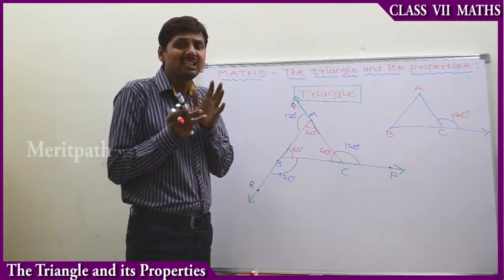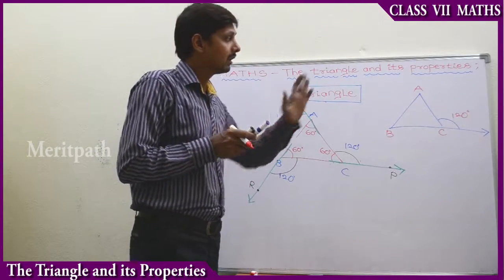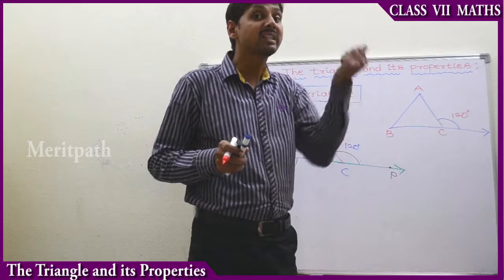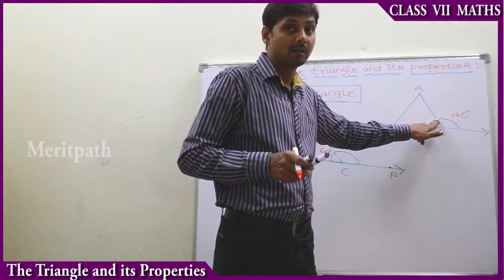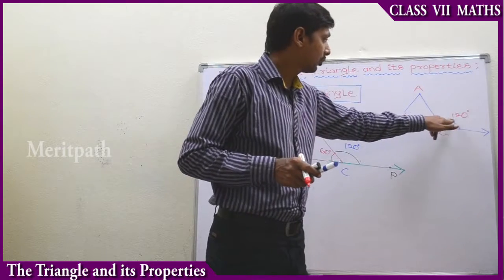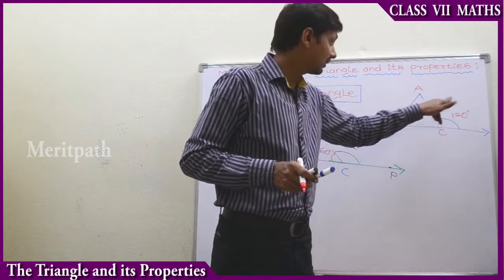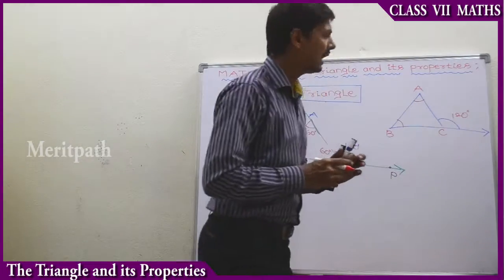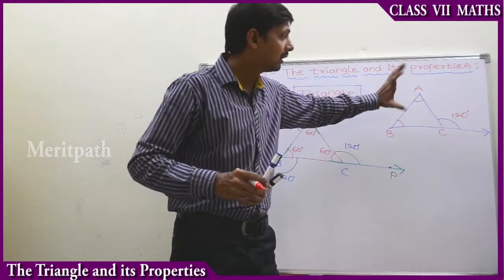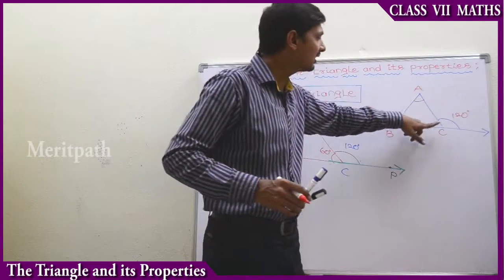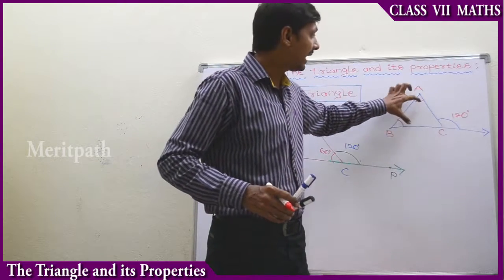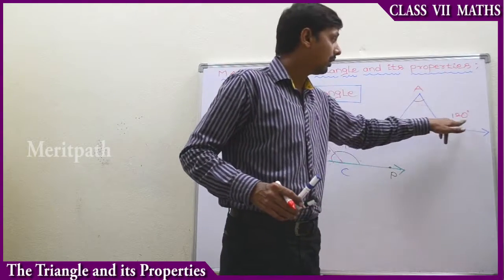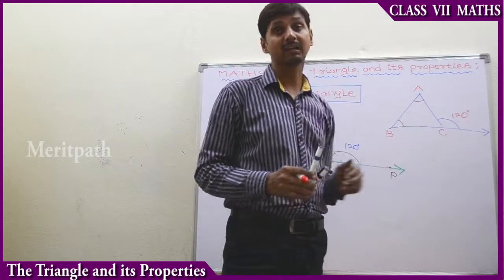Let's take its interior angles opposite to the exterior angle we have taken. The interior angles which are not adjacent are the ones we call opposite. So the angles opposite to this exterior angle are angle A and angle B, because angle C is adjacent to the exterior angle of this triangle, so we will not consider it. The exterior angle is 120 degrees.